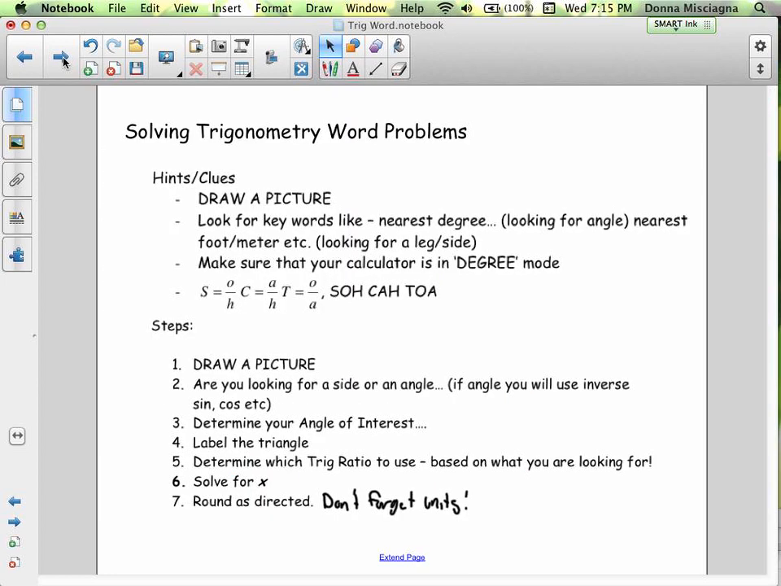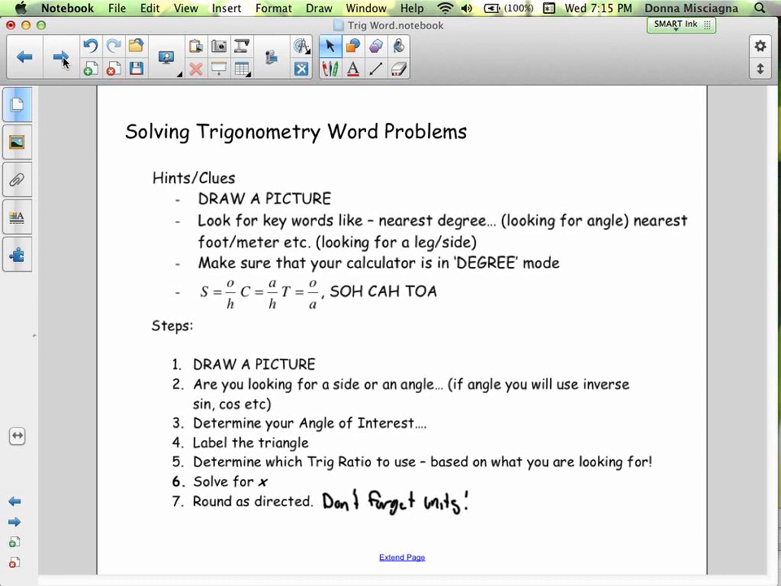Here we have our steps for solving trigonometry word problems. All right, so hints and clues. Draw a picture. If one is not given to you, draw a picture. Look for keywords like nearest degree. You must be finding an angle. Nearest foot or meter, you're looking for a side. Make sure your calculator is in degree mode. And remember our trig ratios.